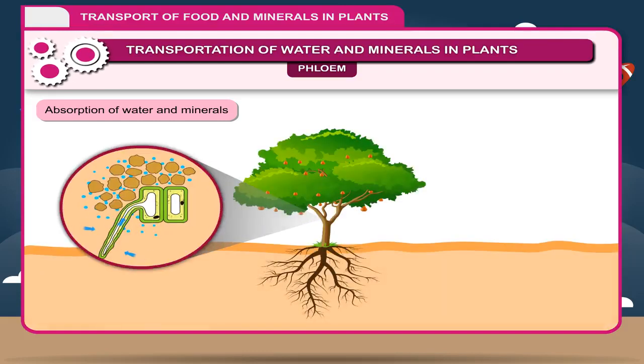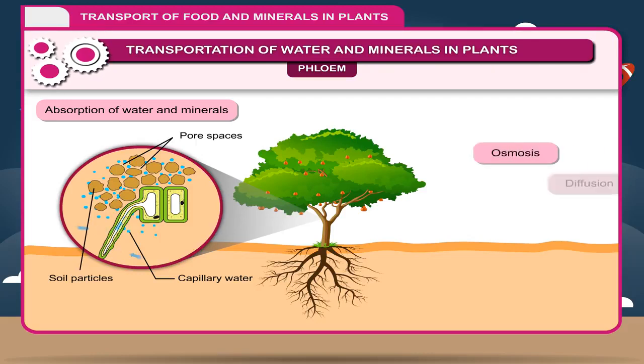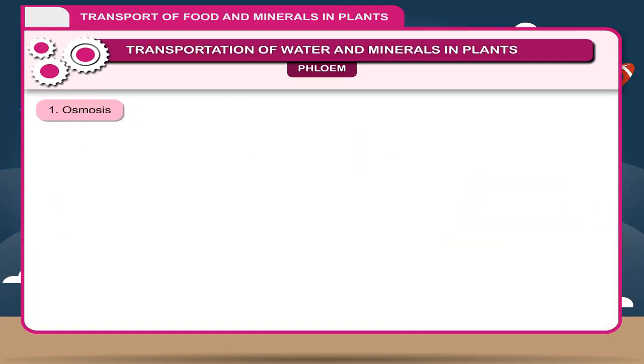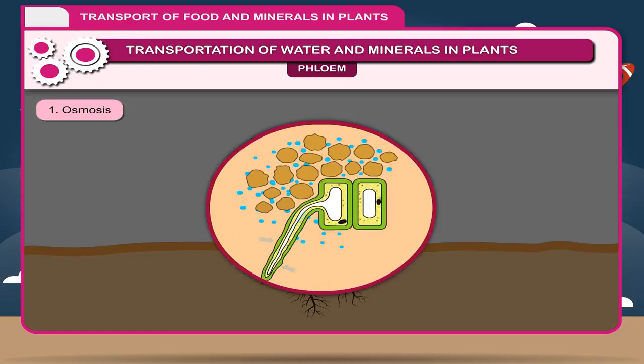Plants absorb water and mineral salts from the soil with the help of their roots. The solution of water and mineral salts is termed as capillary water and present between the soil particles called pore spaces. Along with water, mineral salts also enter the roots of the plant by the process of osmosis, diffusion and active transport.